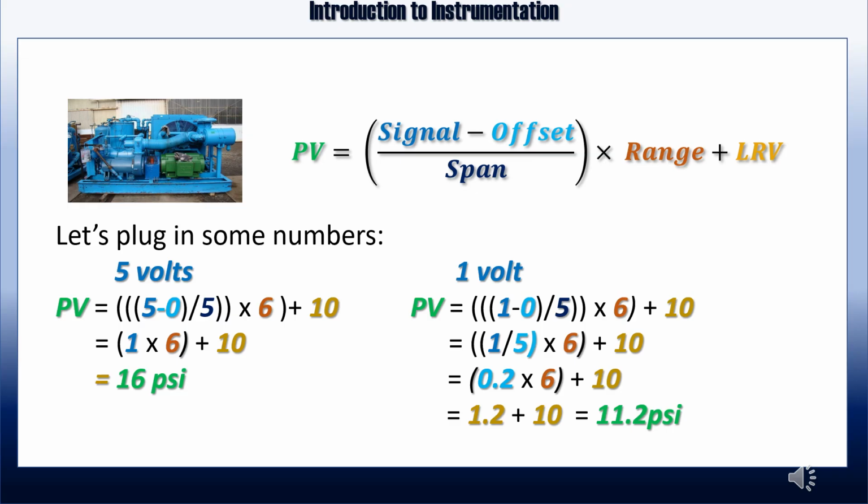Next day I walk by, and it only says 1 volt. Okay, let's see if it's doing its job. So at 1 volt, we subtract 0 because we have no offset. We then divide that by our span of 5. We take that 1/5 and multiply it by 6. So that's 0.2 times 6. We still have to remember that lower range value of 10. So we take our new total, which is 1.2, plus 10 gives us 11.2 pounds per square inch. It should be right on.